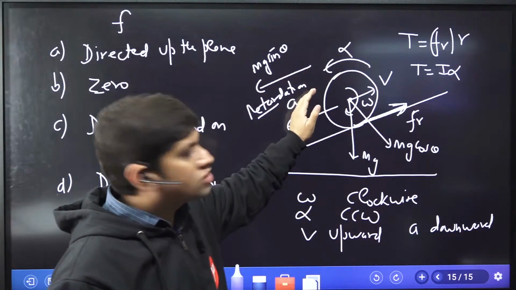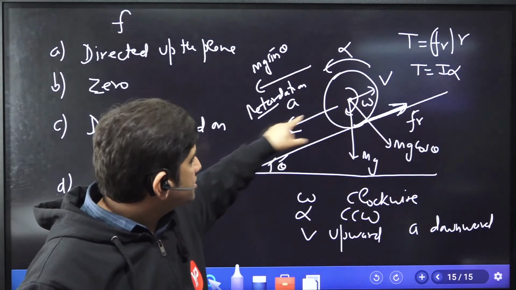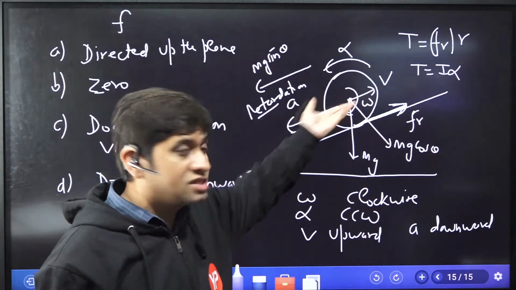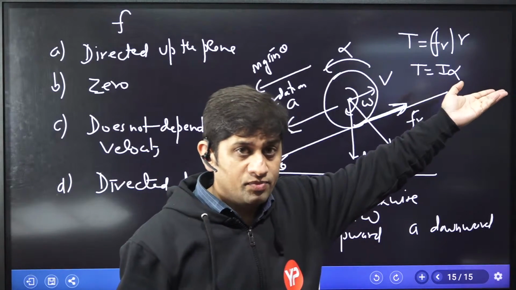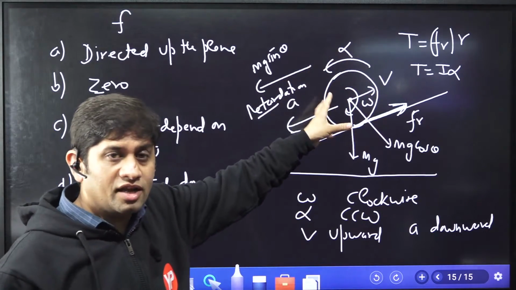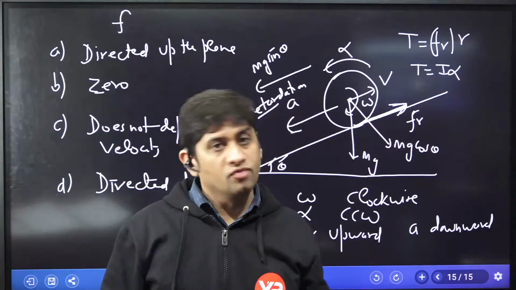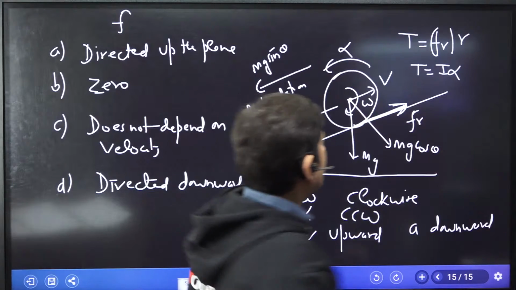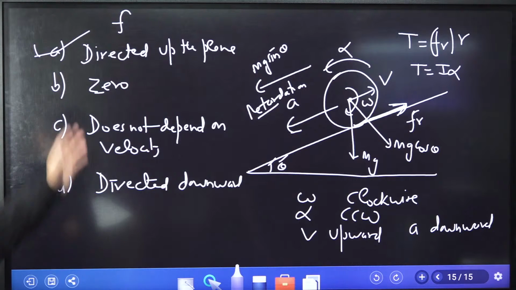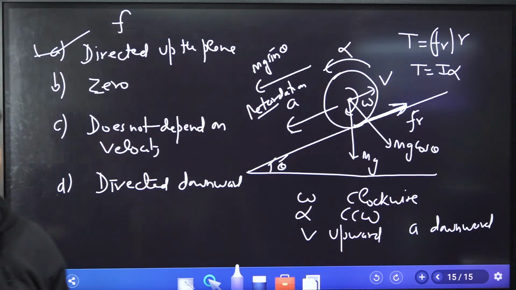And because alpha is counterclockwise, why is alpha counterclockwise? Because acceleration is downward. And if acceleration is downward, why is acceleration downward? Because this is retarding, velocity is not increasing. So acceleration is downward, alpha is counterclockwise, torque is acting in this direction. So what force is making that stopping torque? Frictional force. So frictional force is going to act in the upward direction, directed up the plane. It is not zero. Certainly it is not zero, because it is there to stop the body. So this is the answer for this particular question.